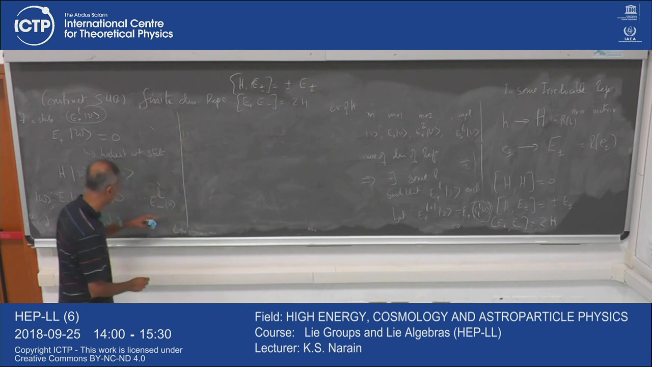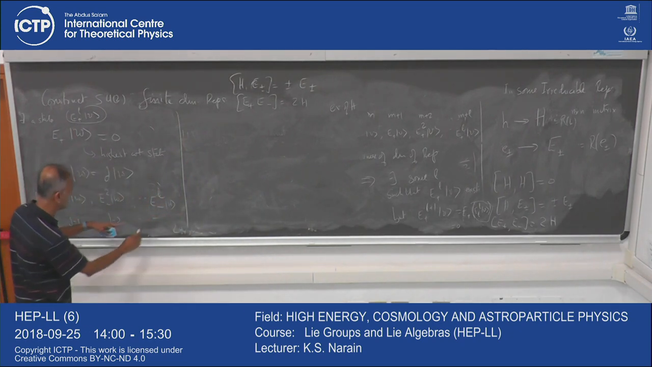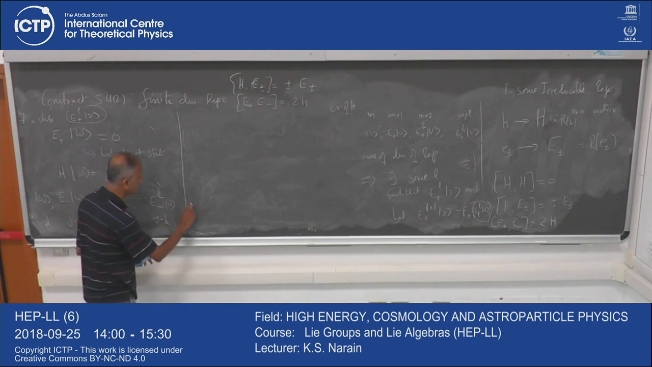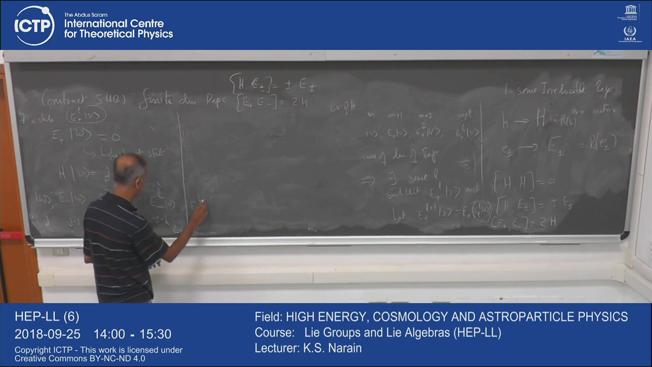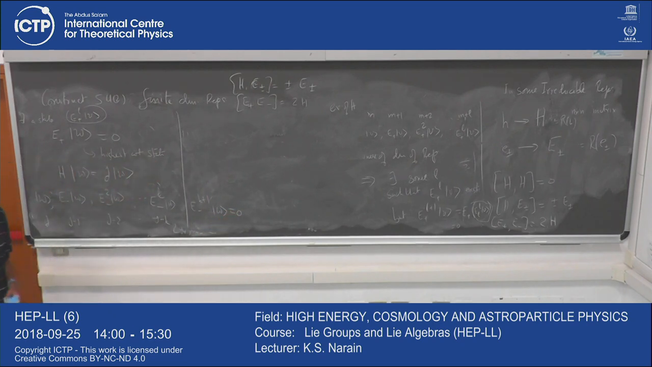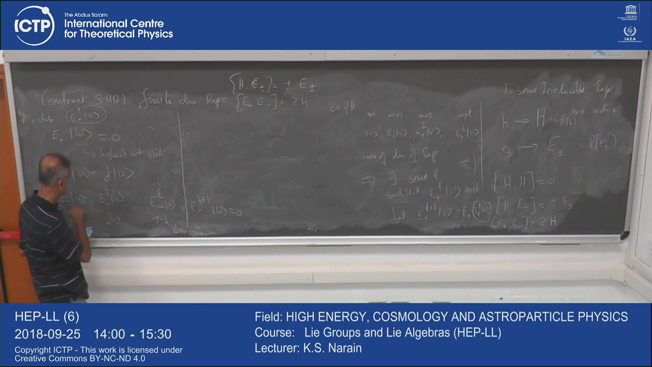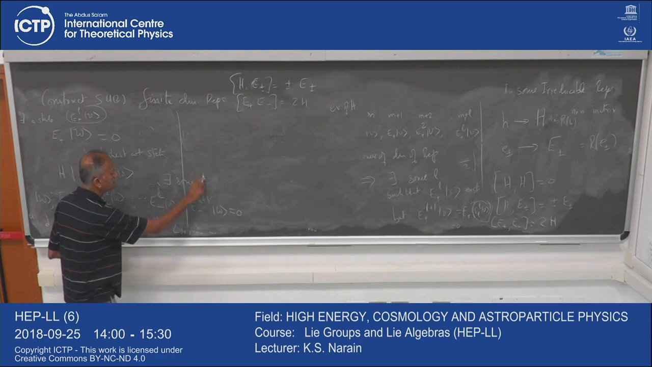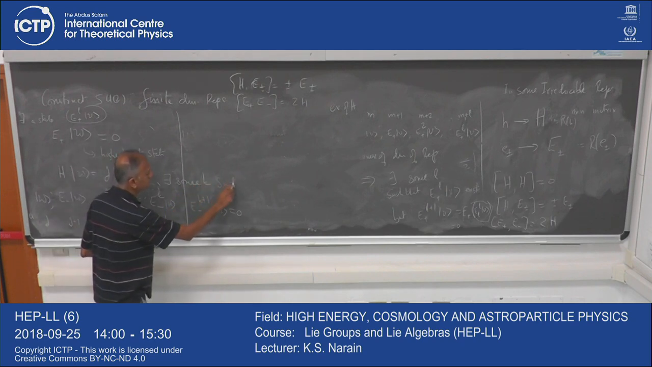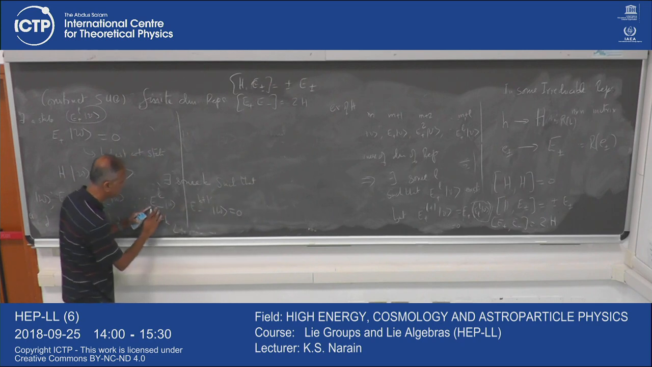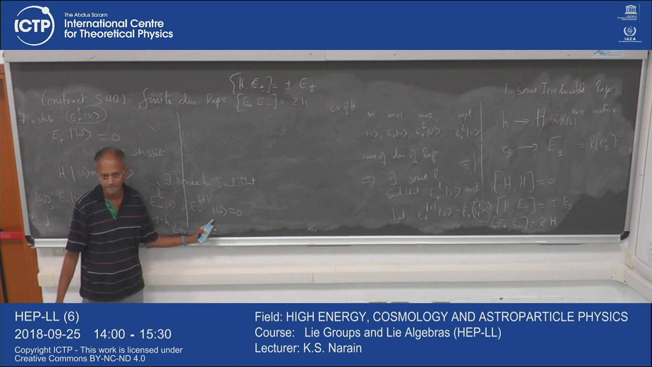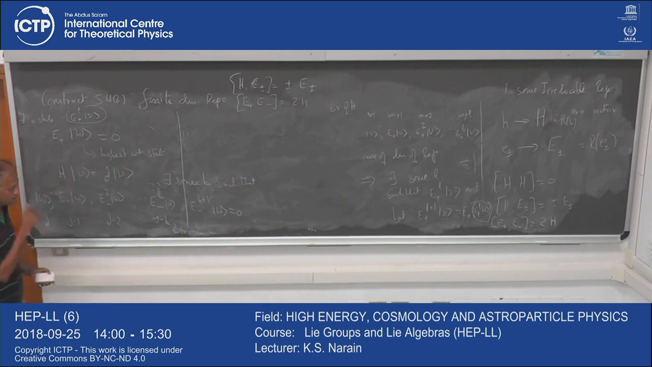Then the same argument as before: this state will have eigenvalue J minus K, but the next one is annihilated. So E minus to the K plus 1 acting on W is equal to 0. So the finiteness implies there must exist some K such that this state is a non-zero state, but the next state is 0. Okay, this is fine.